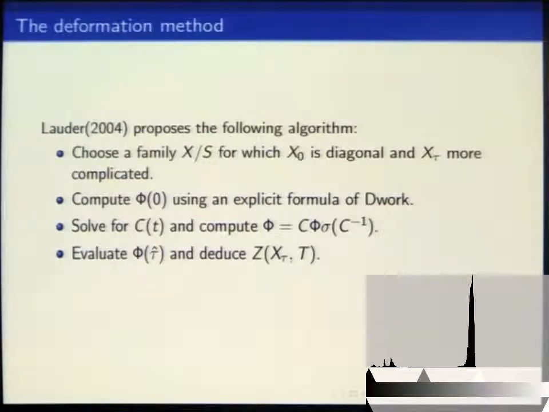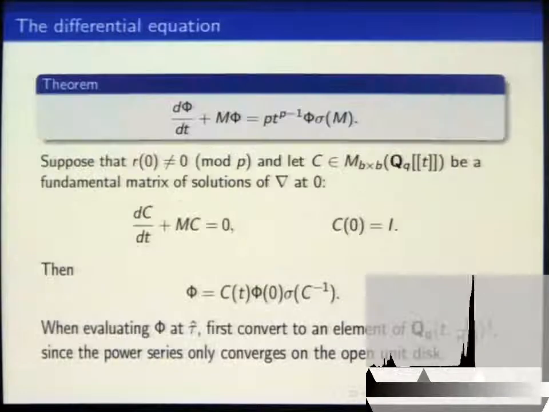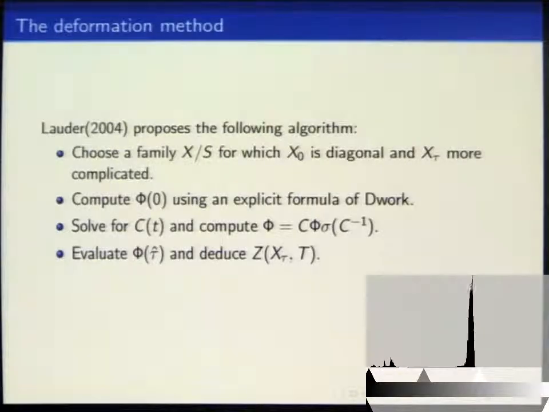Okay, so now we solve for this matrix C, and we have this differential equation which was satisfied here. Here are the horizontal sections, the solutions of nabla with respect to the chosen basis. We solve for that. We compute phi this way, because we already know, there's a mistake there, in the middle should be phi of 0. Phi is C, phi of 0, sigma C minus 1. And phi of 0 I know from the previous step, from this explicit formula of Dwork.